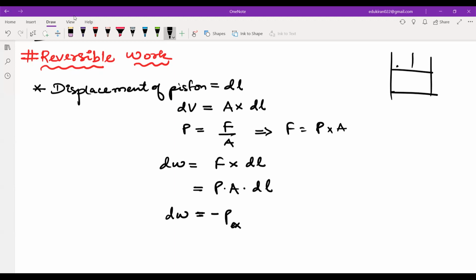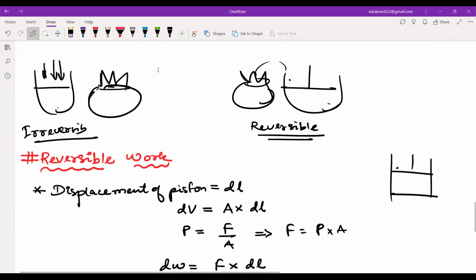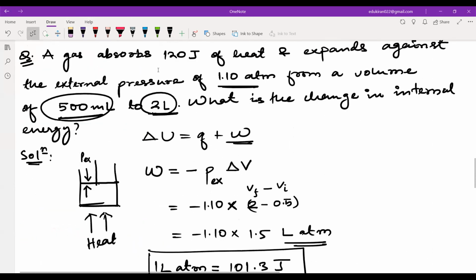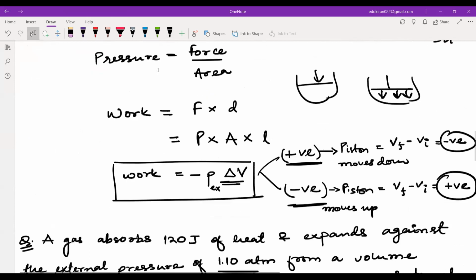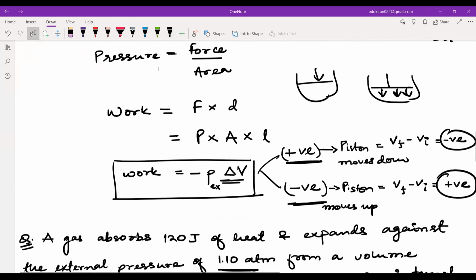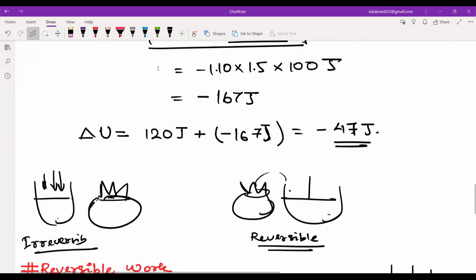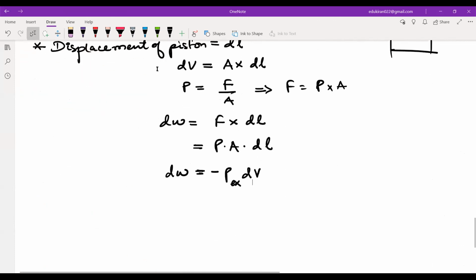Now, rather than delta V, we will have dV. That means a small change in the volume, right? I hope there is no problem till here, guys. It is very similar, but that was for irreversible work, where you are just looking at the final and the initial conditions. In this case, we are going to integrate in order to calculate the total work. To calculate total work, integrate both sides.